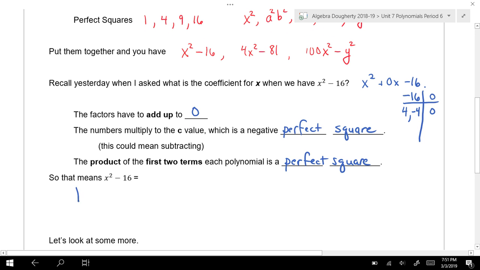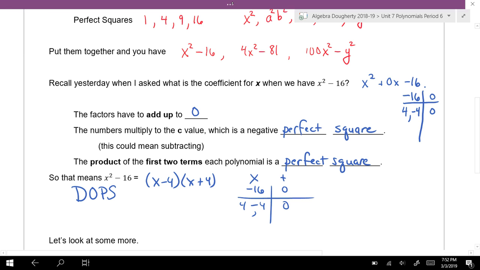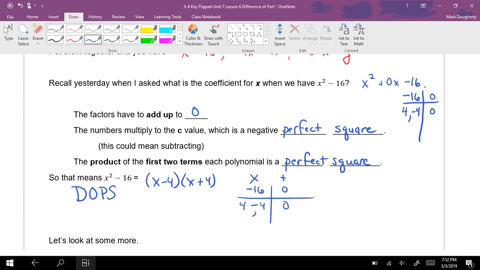That is the difference of perfect squares, which I call DOPS, sometimes when I'm feeling lazy. I picked that up last year and I like it. DOPS. So if I want to factor x squared minus 16, I'll rewrite this over here. We need numbers that multiply to negative 16 and add up to 0. That's going to be negative 4 and positive 4, which adds up to 0. So we factor this by writing x minus 4 times x plus 4. Pretty good, huh?